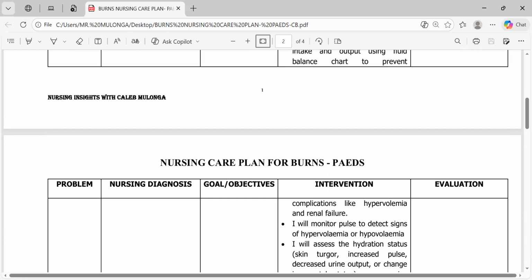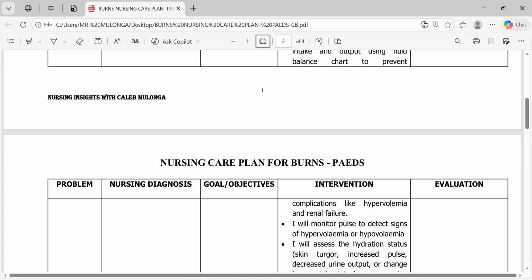Number four, I will monitor the pulse to detect any signs of hypovolemia. So a pulse is a good indicator of shock. The pulse and the blood pressure are good indicators, but since this is a child, we will mostly focus on the pulse. So if we note that this child is having a very high pulse, it may signify that they may be going into hypovolemic shock.